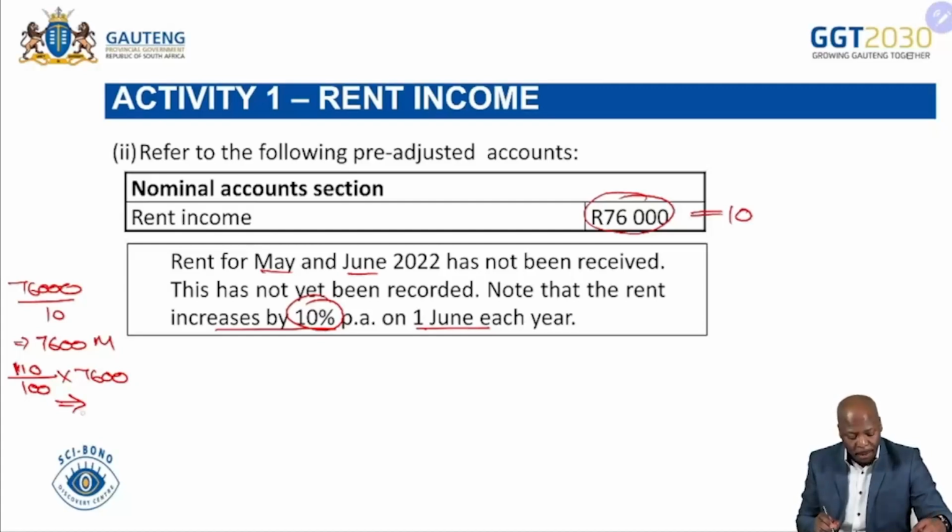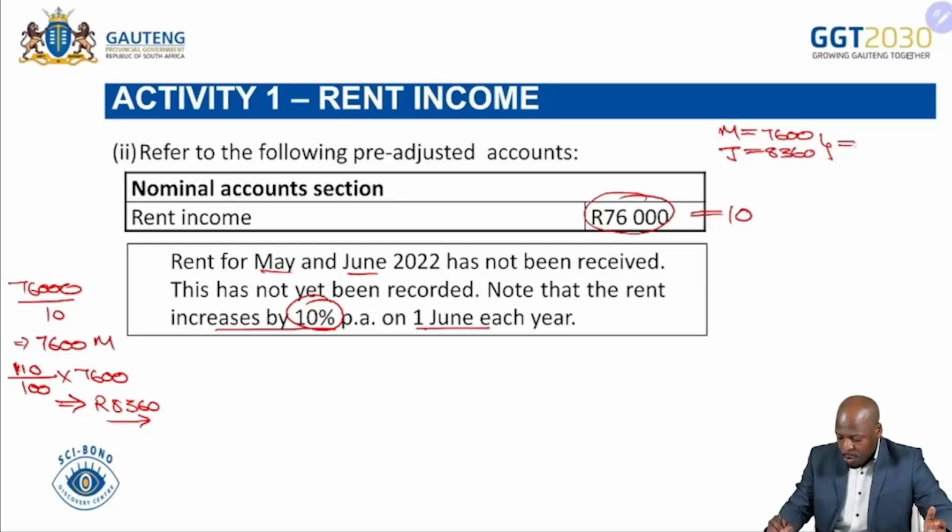I want you to tell me how much you are going to get. Someone is saying, say I'm getting 8,000. Say it again, 8,360. That becomes your rent income in the month of June. So we are having 2 months in this case now. We're having May, and the rent in May is 7,600. But we also have the rent in June, and the rent in June is 8,360. If we add these two, how much do we then get?